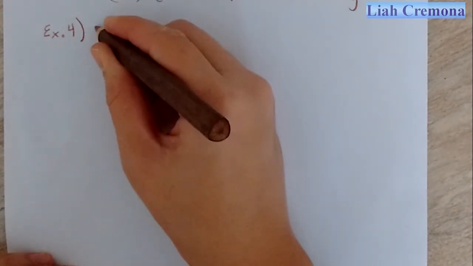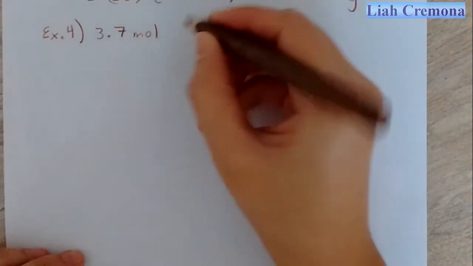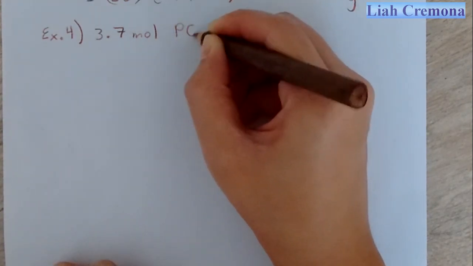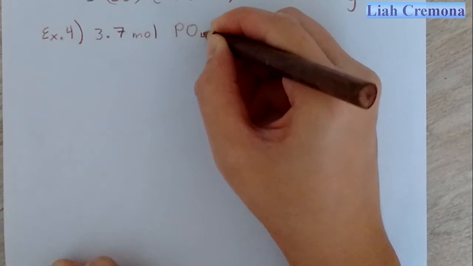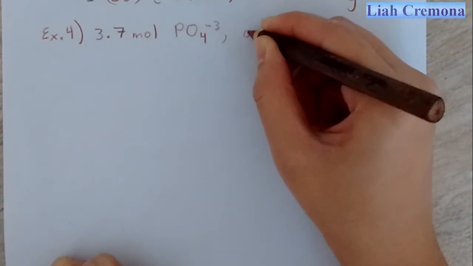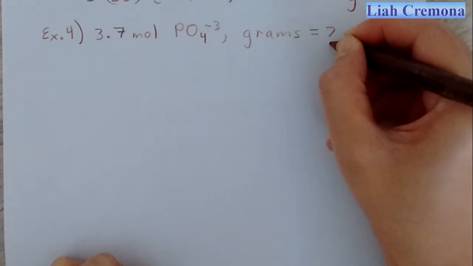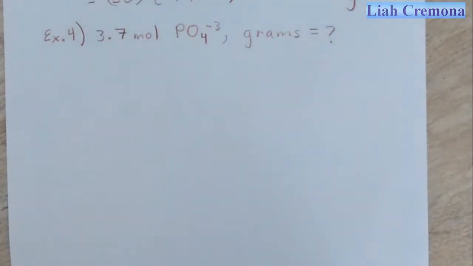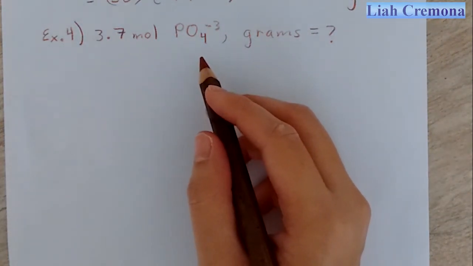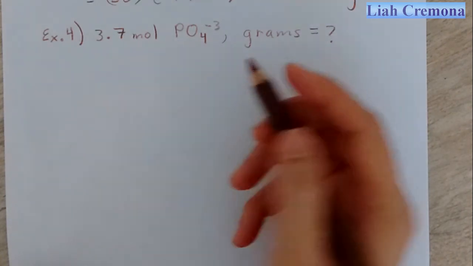Now, if there are 3.7 moles of the polyatomic phosphate, which is represented by PO4 and has a -3 charge, how many grams is this? Here, the chemical formula for phosphate is already given. Now, step 2 is to find the molar mass of it.